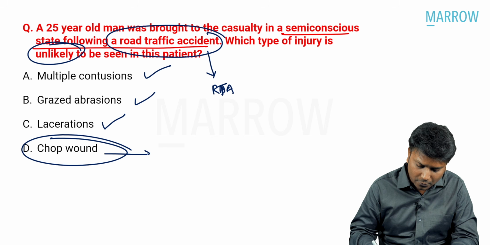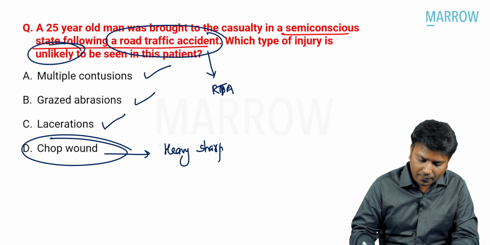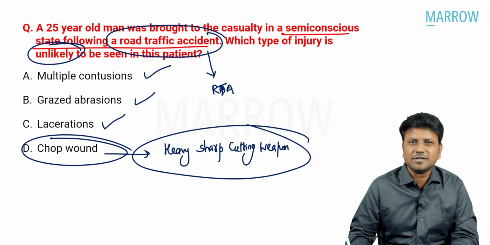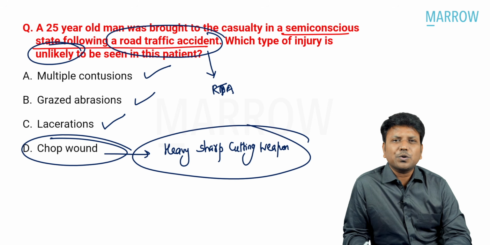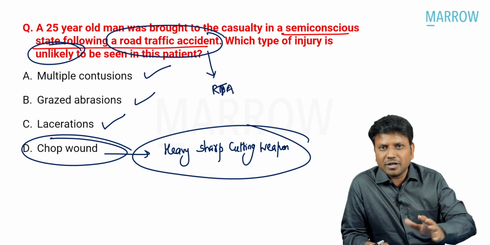Chop wounds are possible with heavy, sharp cutting weapon. So chop wound is not possible. This is a very easy question, provided you know the basics of mechanical injuries. Blunt force injuries, sharp force injuries.